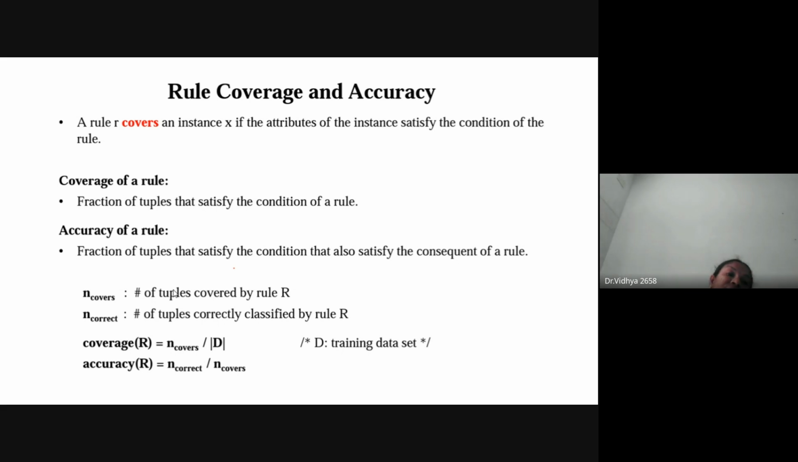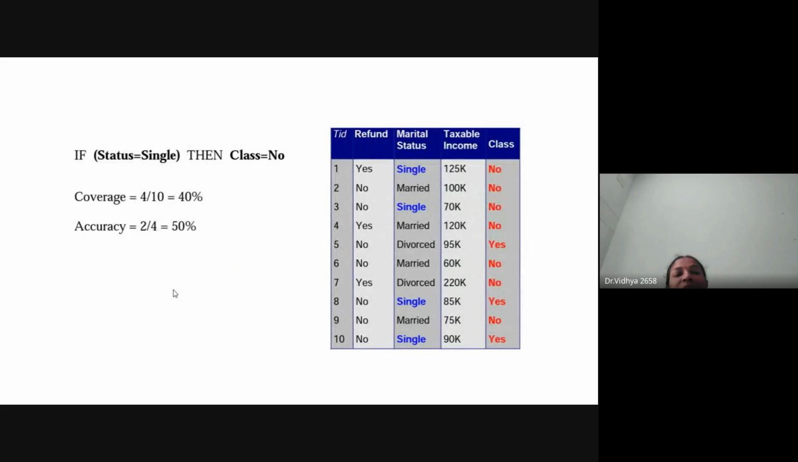Okay, so in case of rule coverage and accuracy, the accuracy depends on the rules actually. So here n correct as well as n covers, as denoted here, n covers denotes the number of tuples covered by the rule, and n correct represents the number of tuples correctly classified by the rule. So this is the formula: n covers divided by the modulus of D. Similarly, n correct divided by n covers will give you the result. Okay, so this is the condition.